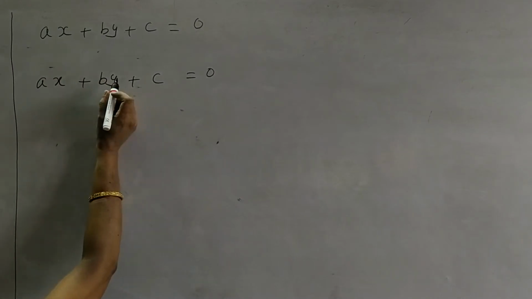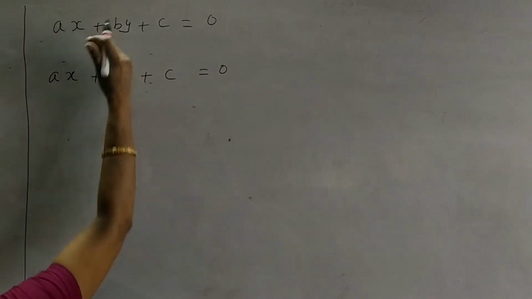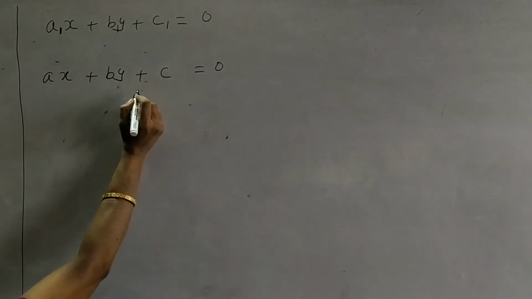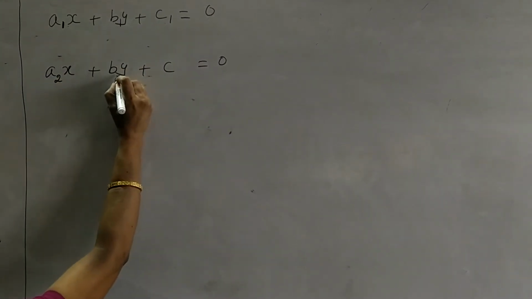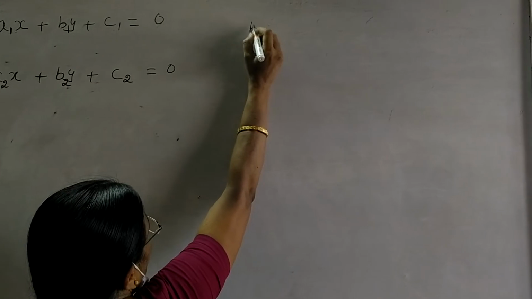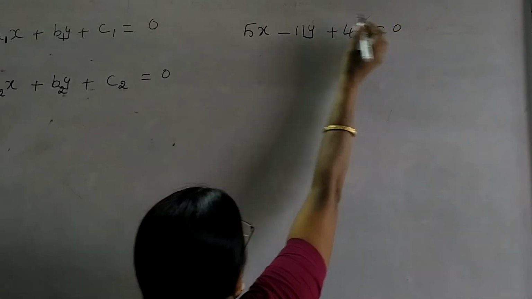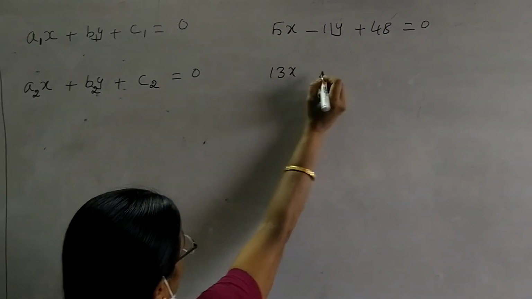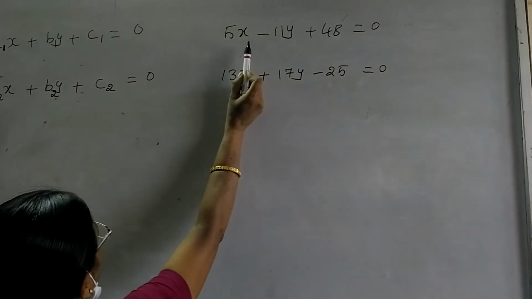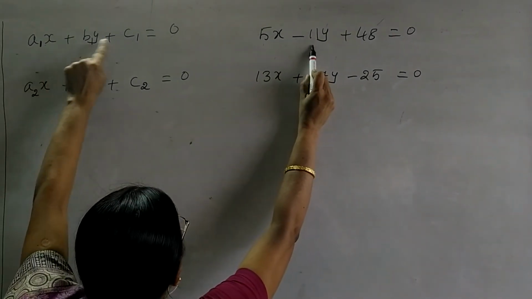We know the constants are different. Which are the constants? Here a, b, c are the real numbers called constants. So to differentiate the constants, here I am going to name it as a1x + b1y + c1 = 0, and here a2x + b2y + c2 = 0. This we can remember with an example. 5x - 11y + 48 = 0. Any coefficients we can take. Here I take 13x + 17y - 25 = 0. So if we compare these two, what is a1? a1 is 5. What is b1? b1 is -11. What is c1?